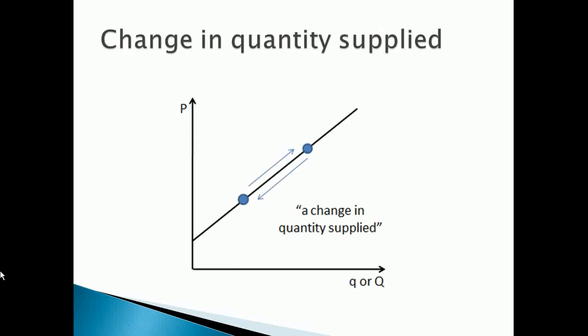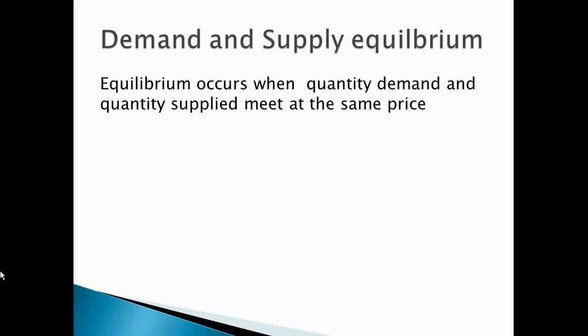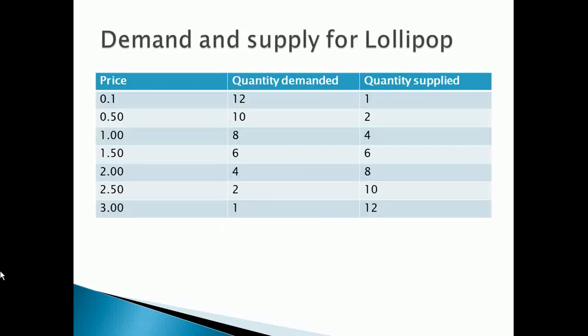Now, when we look at this table and we look at price 1.50, we will see that the quantity demanded is 6 and the quantity supplied is 6. That is the only price at which both the quantity demanded and the quantity supplied equate. Now, this is obvious in the graph that has been plotted. We can see that at price 1.50, the quantity demanded is 6 and the quantity supplied is 6. This is what we call demand and supply equilibrium.